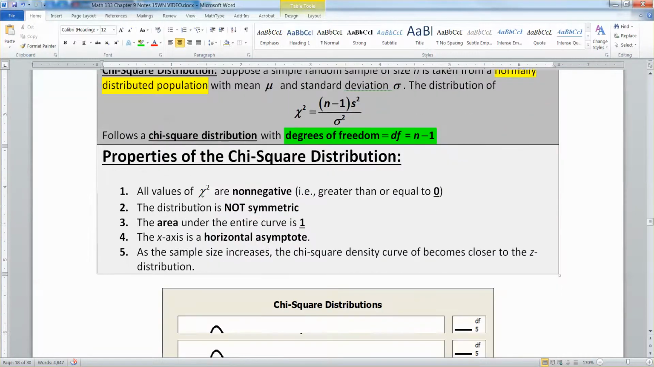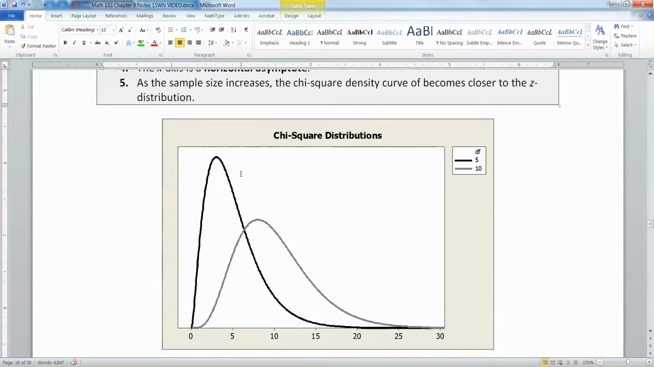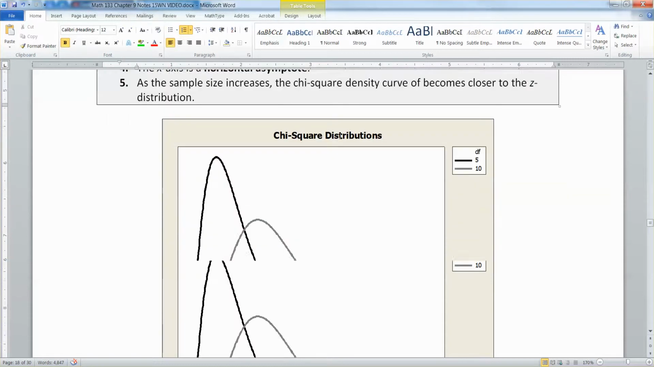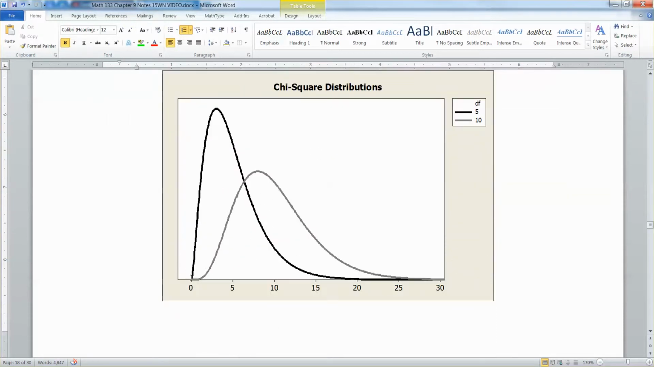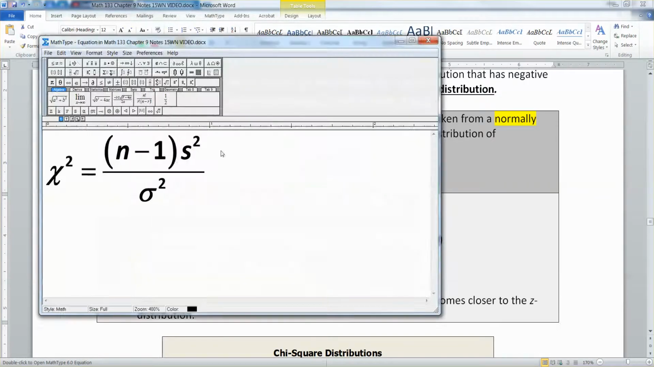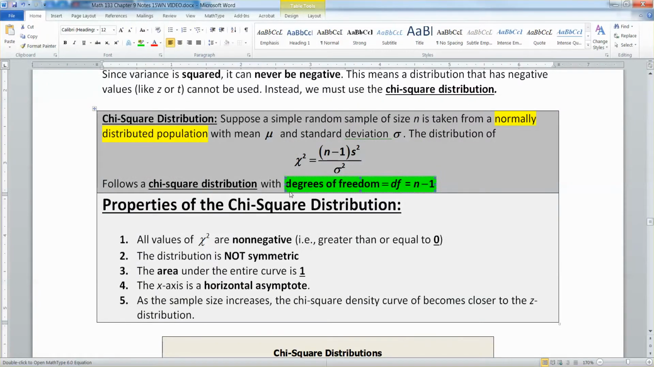All right, so let's look at the chi-square. I have a couple of them drawn down here. One has degrees of freedom of 5, which is the black one, and one has degrees of freedom 10, which is the gray one. Okay, so all values of chi-square are non-negative. When you look at this graph, it actually stops over here at 0. It doesn't go any further. That's because you can't have negative values: if you look at the formula for chi-square, everything is squared, everything is positive. So you'll never get below 0. All values are greater than or equal to 0.